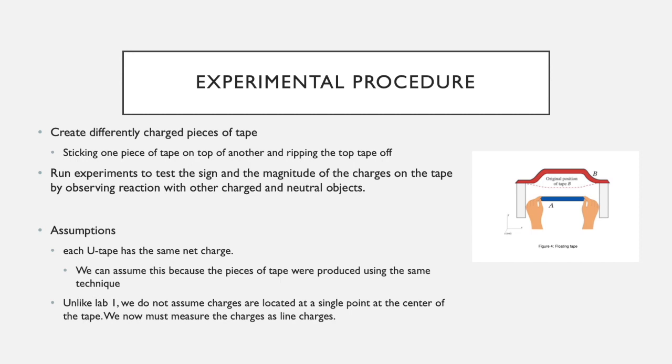Similarly to Lab 1, this lab involved pulling a piece of tape off of a base tape to create a U-tape that had a charge, and then testing the tape against a multitude of objects to see the interaction. Then, holding one U-tape under another U-tape and measuring the distance it took to create a visible repel between the tapes, we found the extra charge on the tape.